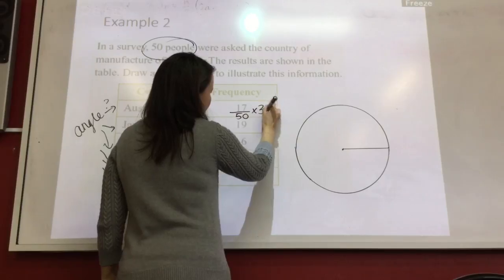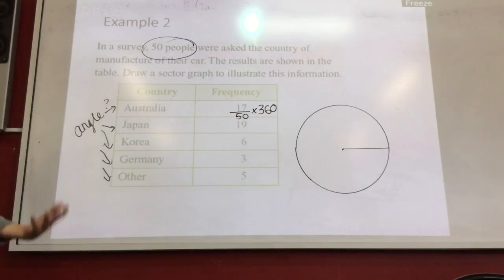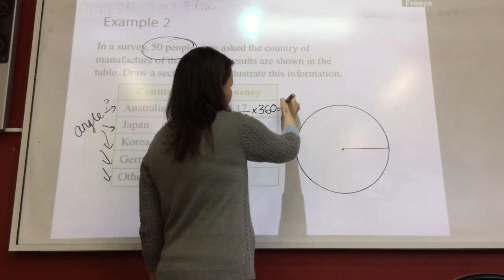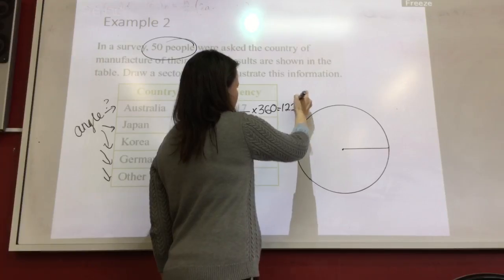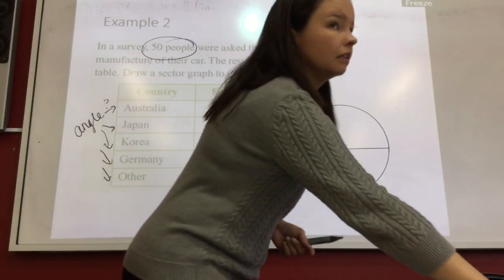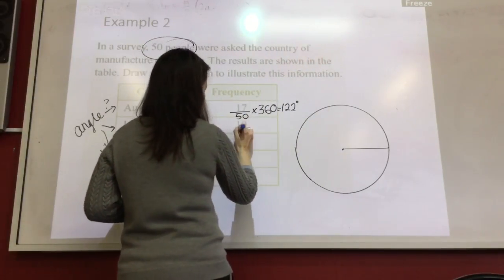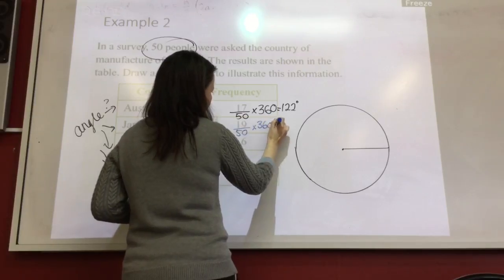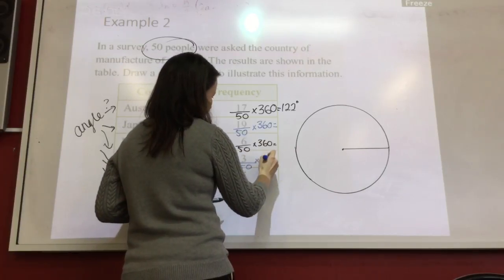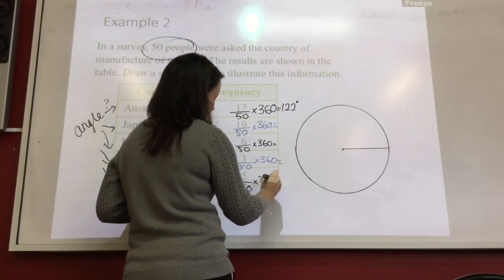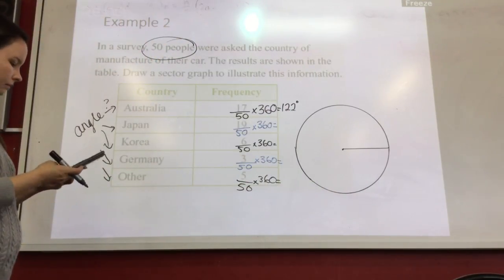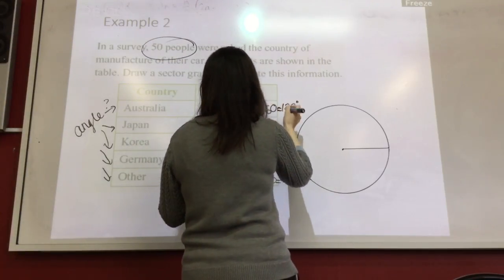Yes. Times by 360 will give us the angle that we need. 122.4. Alright, so we'll just do 122, we'll round. And the next one, what do we put it over? 50 and times by 360. And this one? And this one? And this one? That would be approximately 134.